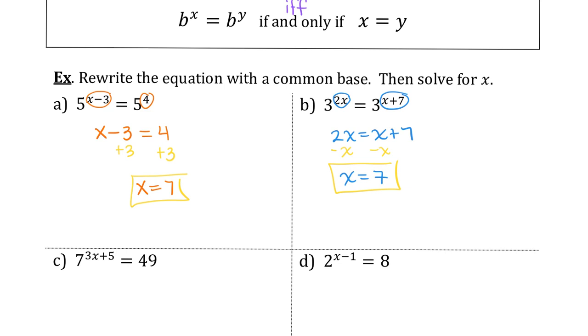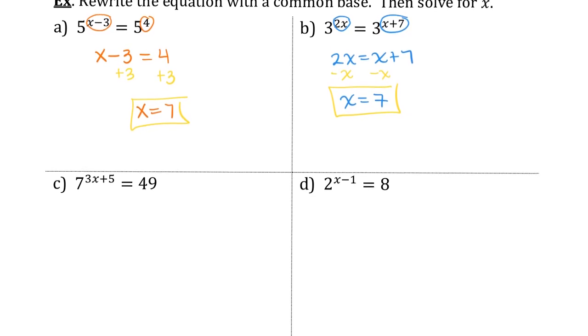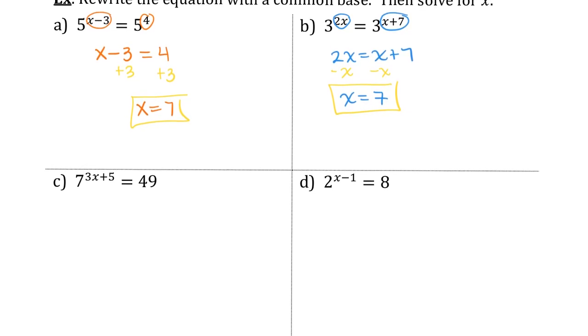Okay, now let's look at ones that get a little trickier, but it's the same idea. For C, it says 7 to the 3x plus 5 equals 49. I know if they have the same base, they have the same exponent, but right now they do not have the same base. The question is, can I rewrite them so they have the same base? I have 7 to the 3x plus 5. Can I rewrite 49 in terms of a base 7? Yes, I can make it 7 to the second power.